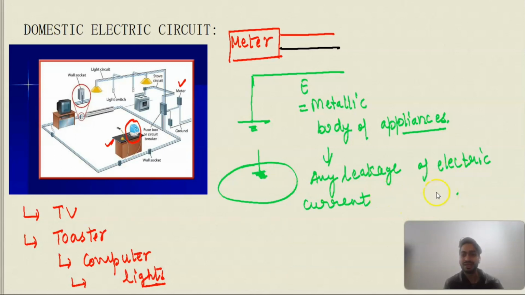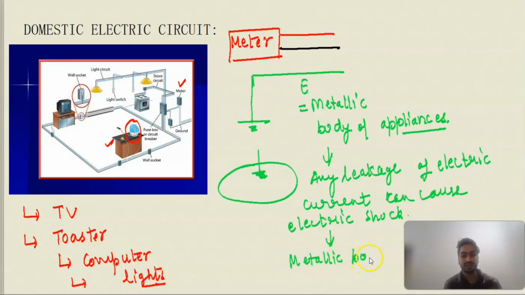Any leakage of electric current can cause electric shock if I am touching that metallic body. When that leakage passes to the metallic body, if it is connected to the earthing, then it is at the potential of earth, because that metal body is connected to the earthing. So it is a safety measure to connect the earth wire.